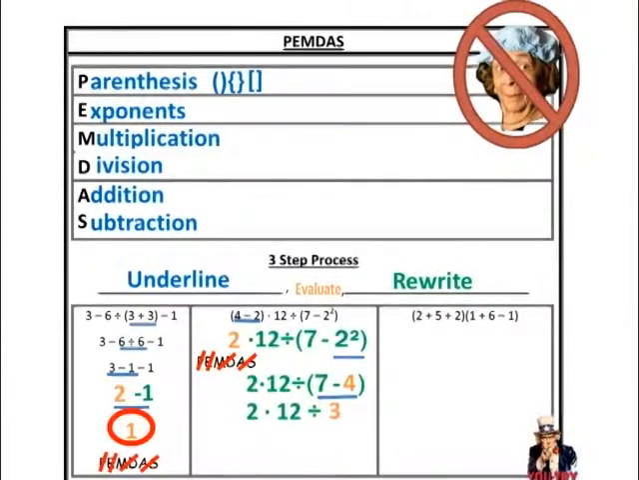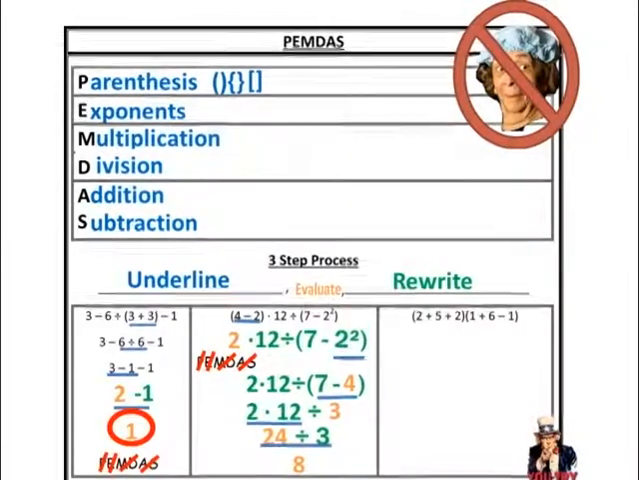Now I can go back to the regular order of operations, not the one that was inside the set of parentheses. I see multiplication, I see division. I know for multiplication and division, I go from left to right. So I'm not going to divide first, I'm going to multiply first. 2 times 12 is 24, so I underline, I evaluate, I rewrite. There's only one operation left, it's division. 24 divided by 3 gives me 8. I underline, I evaluate. There's nothing left to rewrite. There's my answer. On your own, try the next problem.